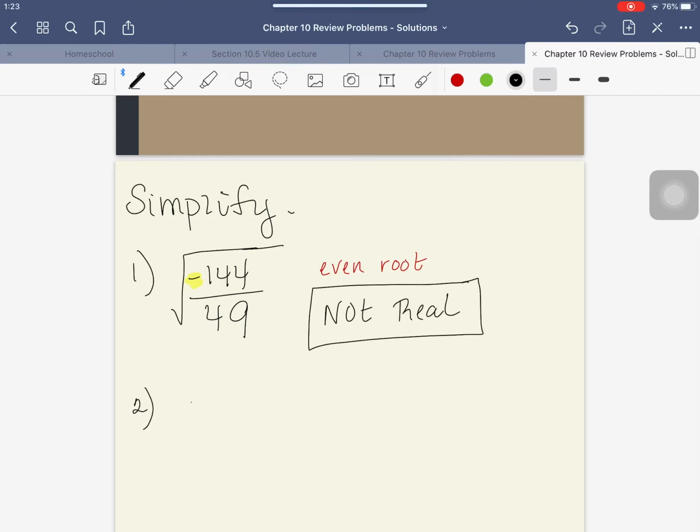All right, number 2, simplify 49 to the 1/2 power. Whenever you have a fractional exponent, remember that the denominator is the root and the numerator is the exponent. So I can rewrite this as the square root of 49 to the first power, or just the square root of 49, and that is equal to 7.